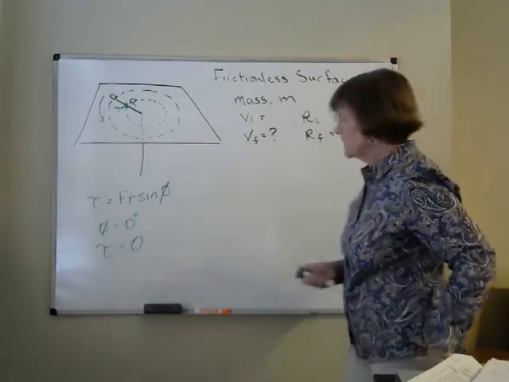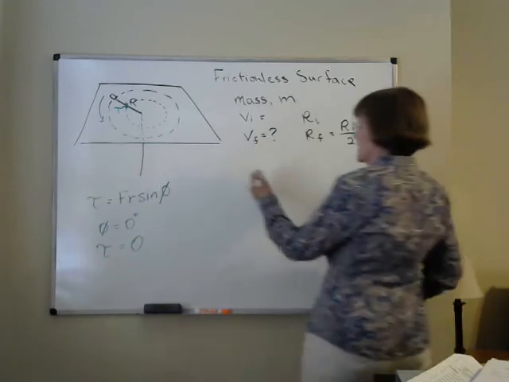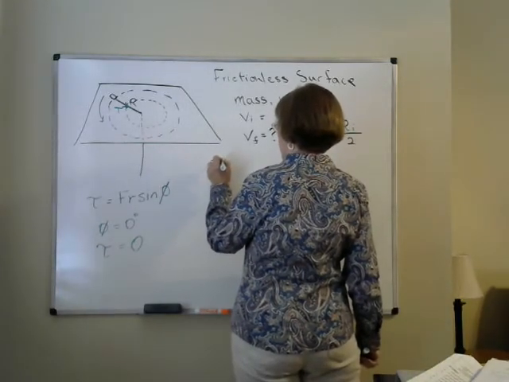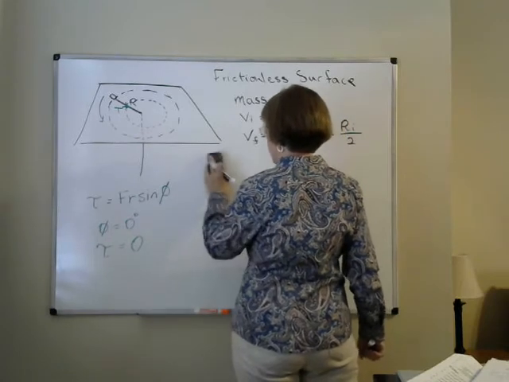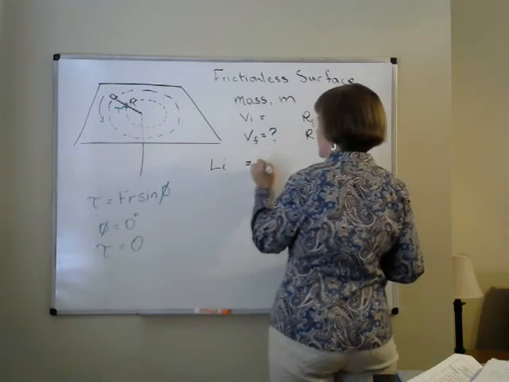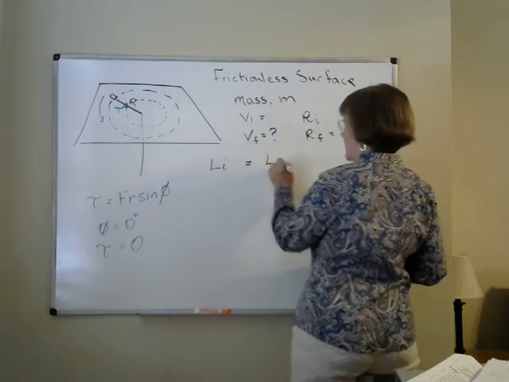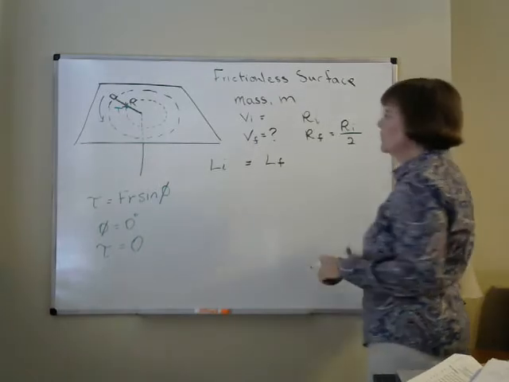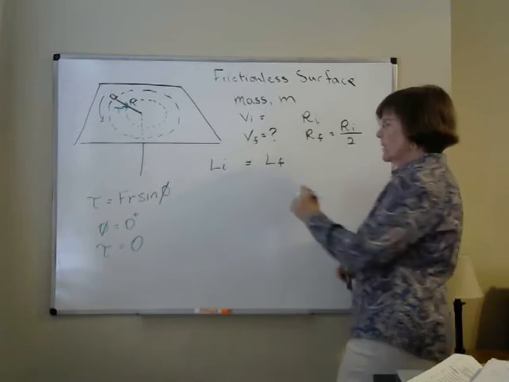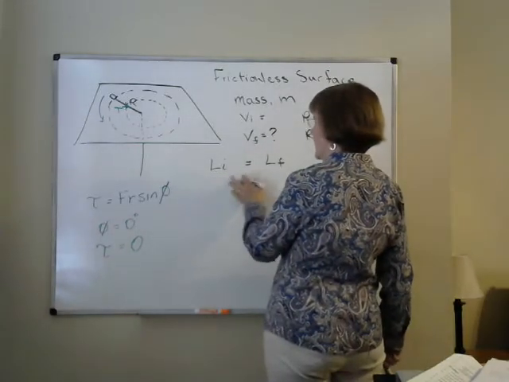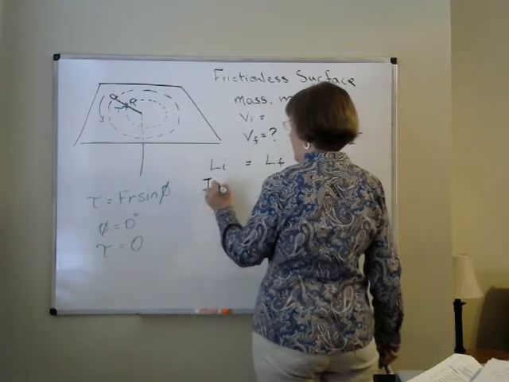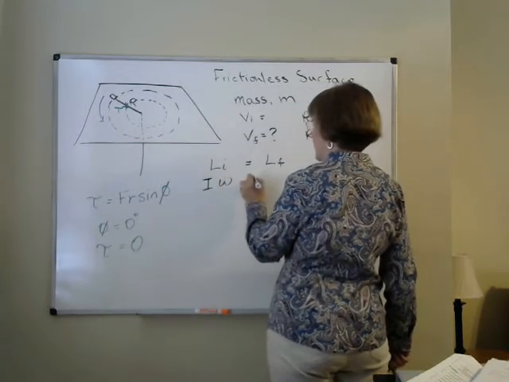All right, angular momentum basically says the initial has to equal the final. Now, for a point mass, this is really interesting. We know we think of this as being I omega.